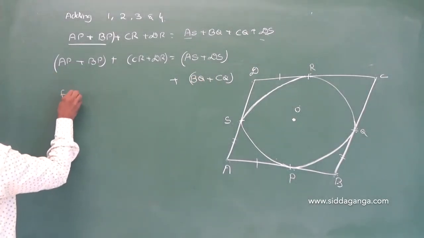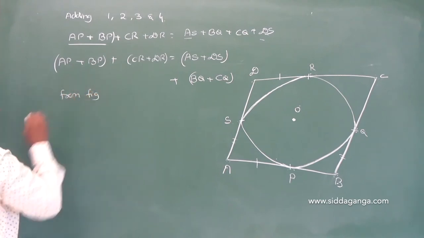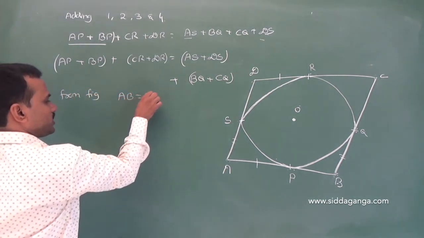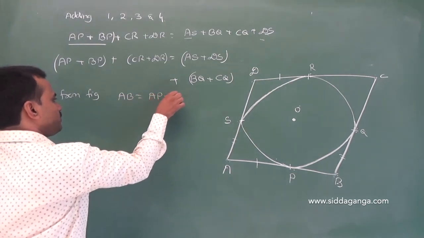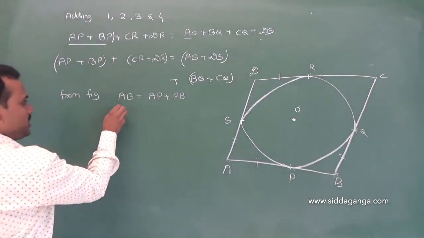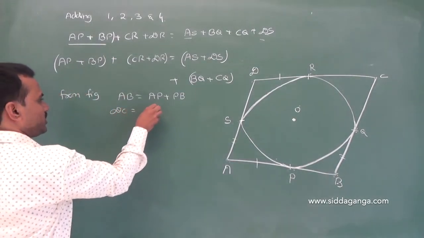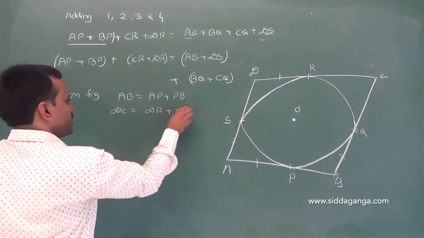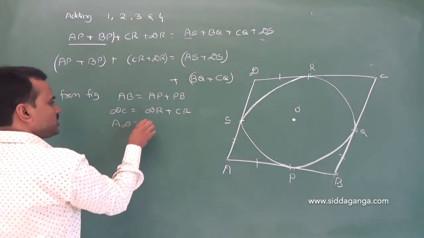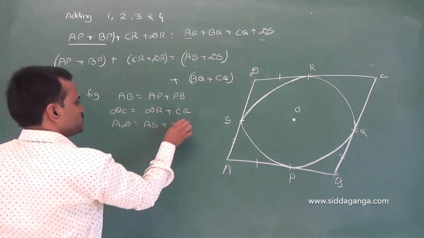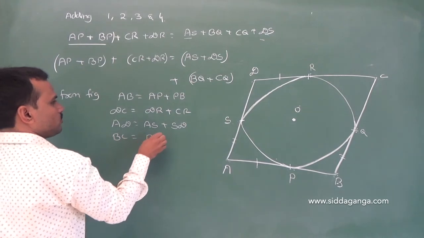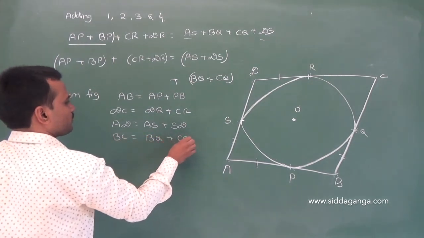From the figure, we write, okay. From the figure, AB is equal to what? AP plus PB. DC is equal to what? DR plus CR. AD is what? AS plus SD. BC is what? BQ plus CQ.